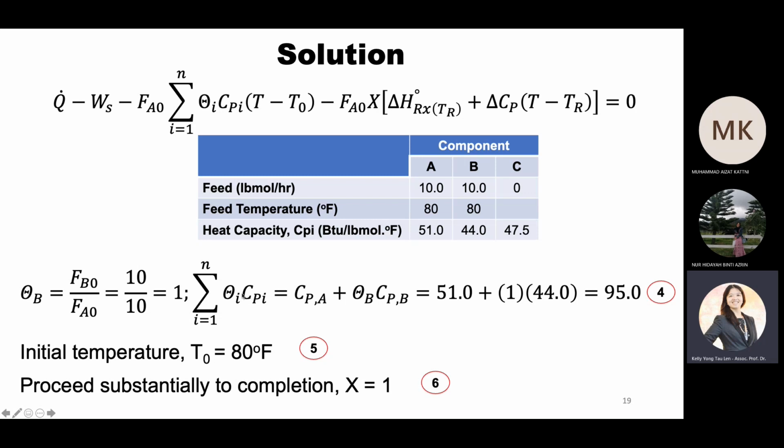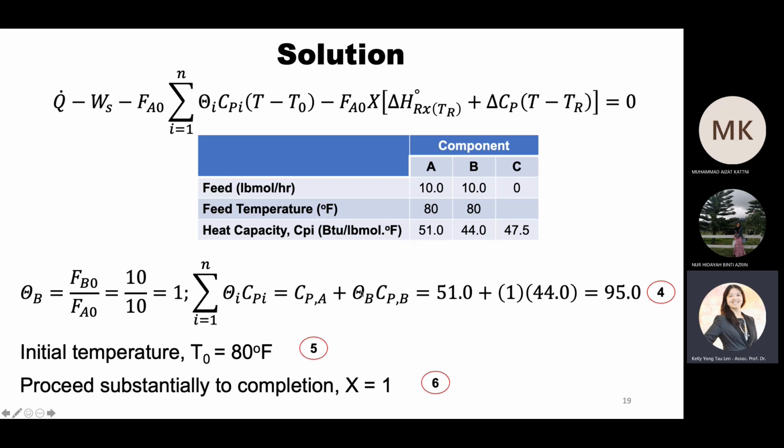In this case, initially hanya ada A dan B, tak ada inert. Okay, they didn't mention anything about inert. So it's only reactant A and reactant B. So summation theta I CPI ni equals to CPA. Technically theta A CPA, tapi theta A itu 1. That's why we don't write down theta A. Understandable is 1. So CPA plus theta B CPB. Okay, so means kita kena multiply theta B dengan CPB.